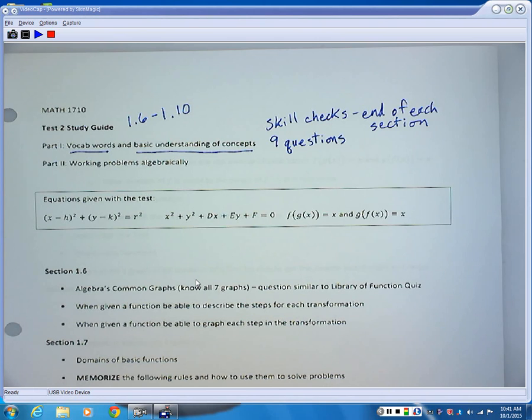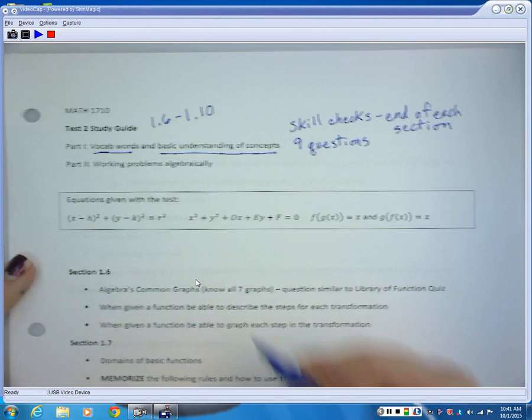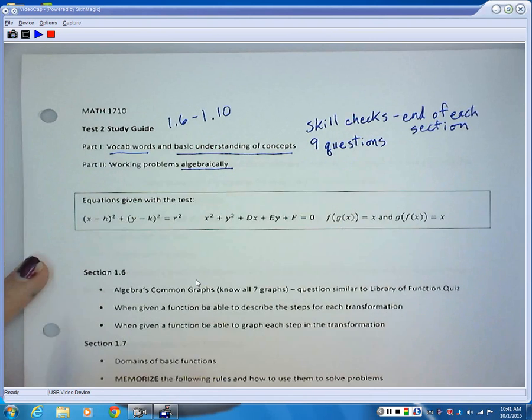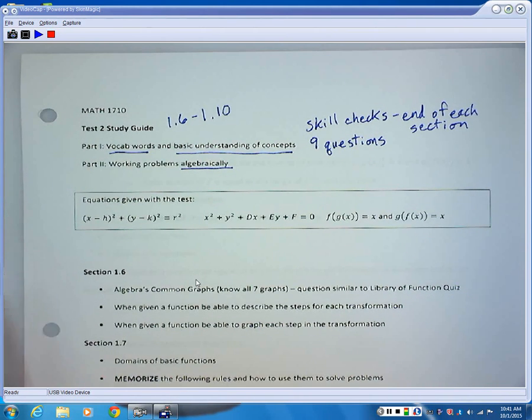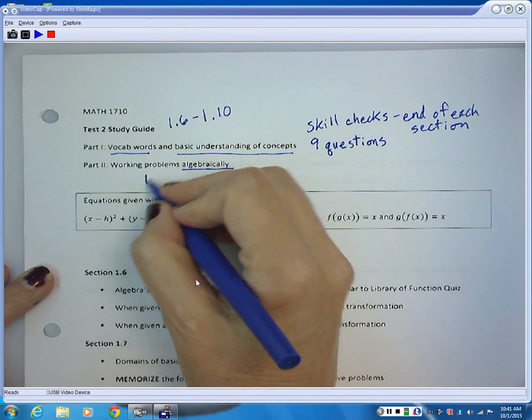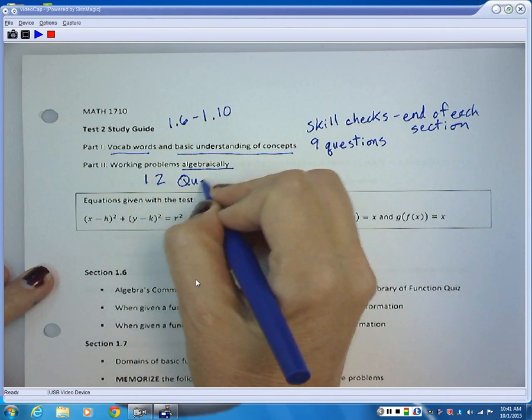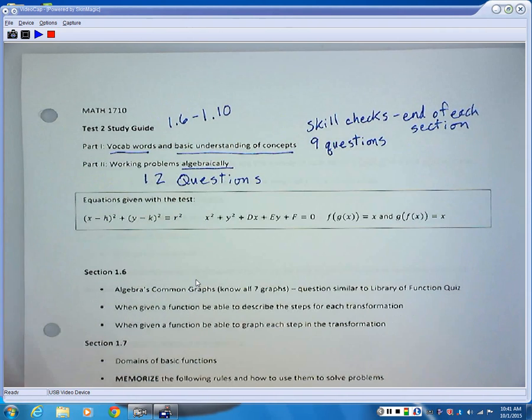And then the rest of the test, you need to work your problems algebraically, like I did in class, like the lecture notes do. And I've got 1, 2, 3, 4, 5, 6, 7, 8, 9, 10, 11, 12 questions. There's 12 questions in this part. Some of them have parts A and B.